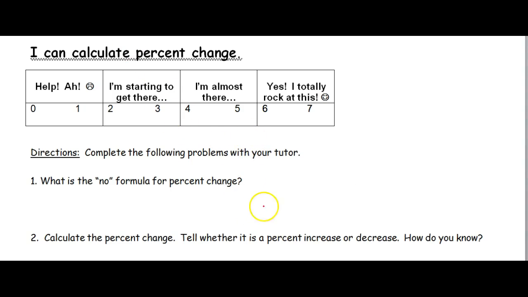Now, in order to calculate percent change, we use the NO formula, which stands for the new minus the original divided by the original. So it's new minus the old, or original, divided by the old, or original.